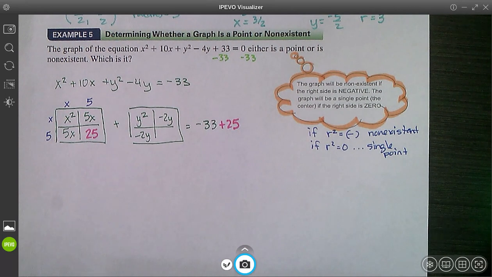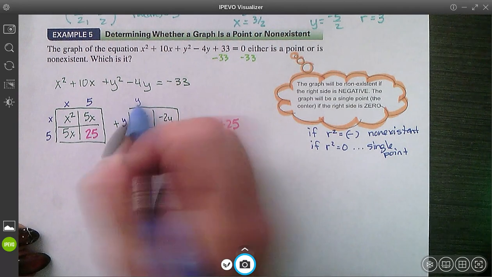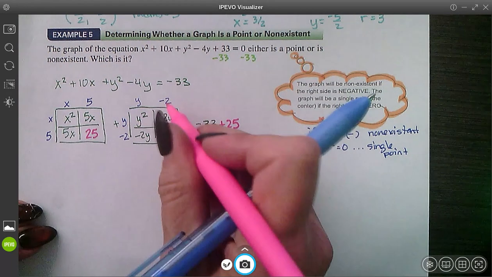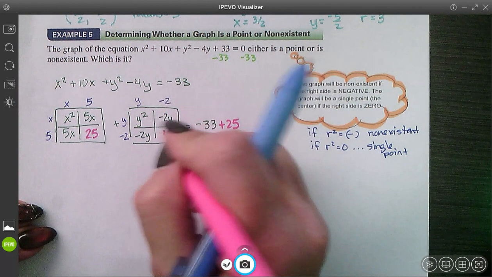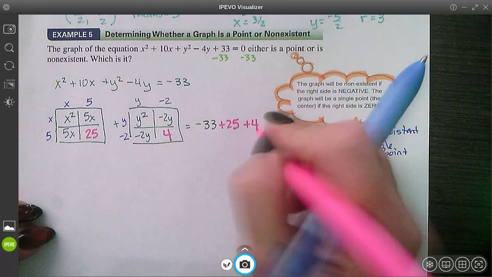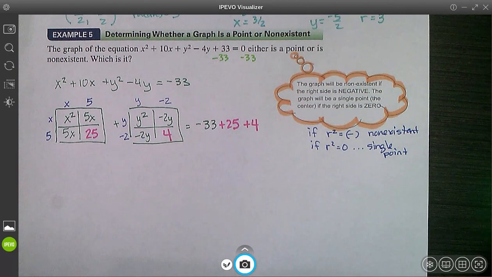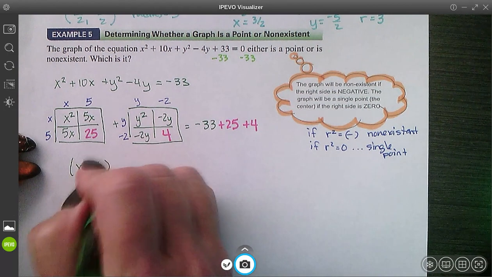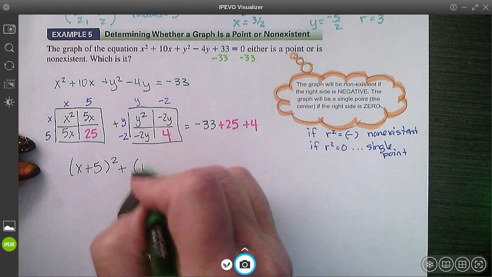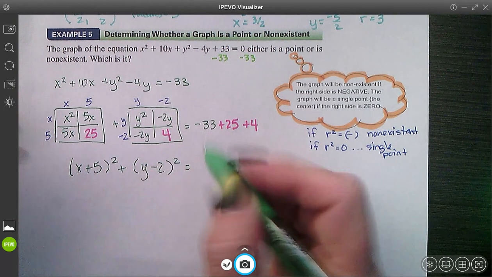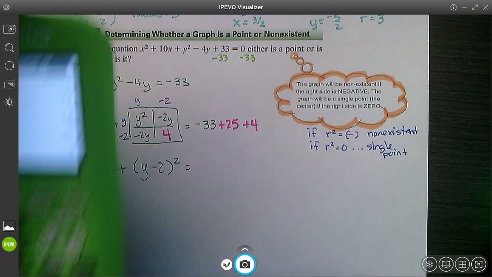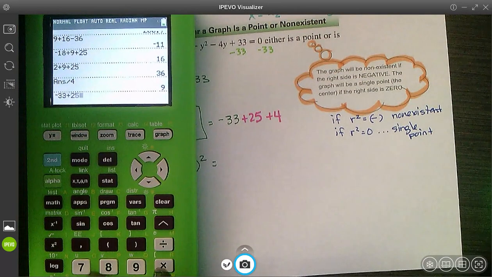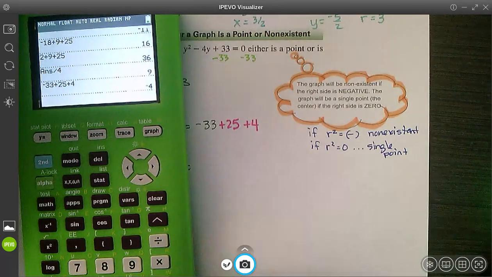In the y's, I'm going to have y, and -2, -2, which makes the number I need to complete the square -2 times -2, which is 4. I need to add 4 to the right side. Then go ahead and factor. So I'm going to have x plus 5 squared plus y minus 2 squared equals, I'm going to do -33 plus 25 plus 4 is -4.